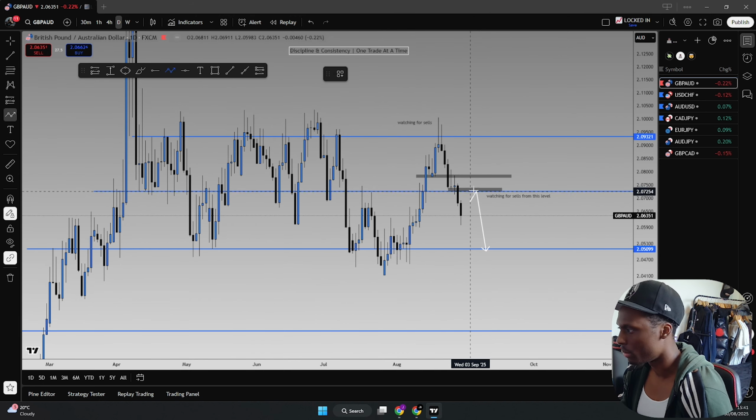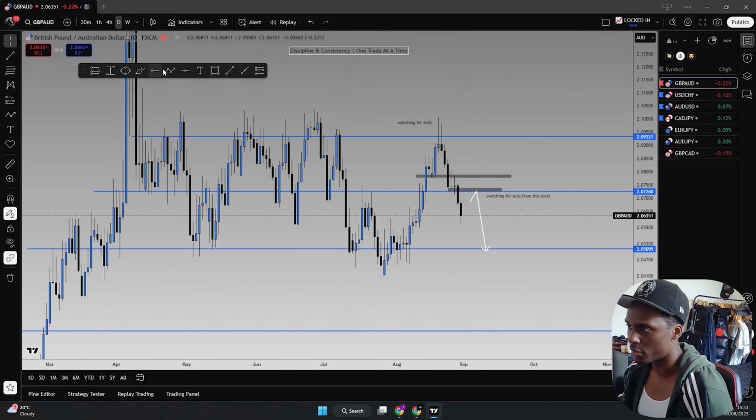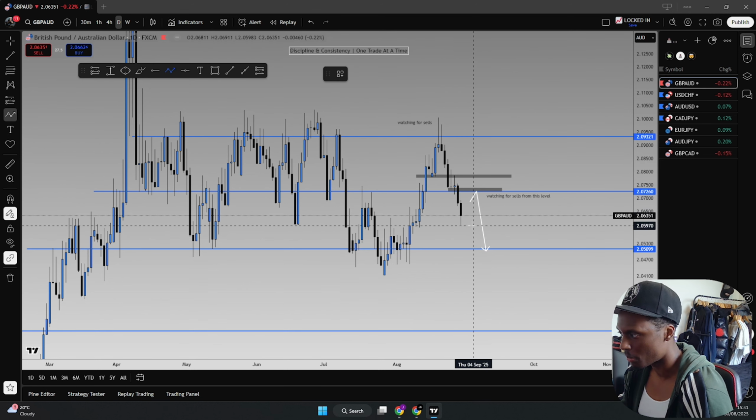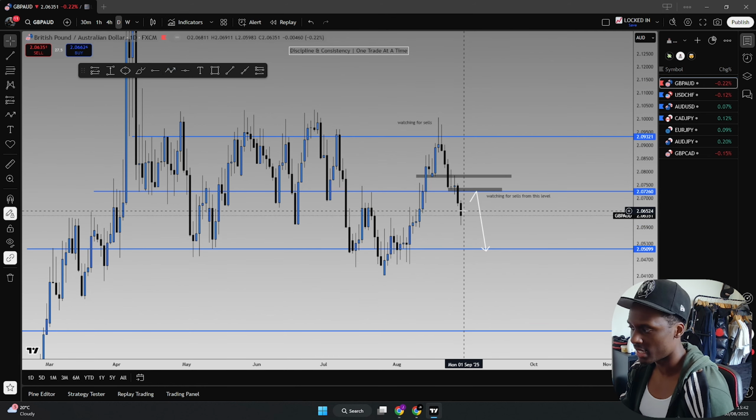So now I'll be looking at how I can get short. Price respected this level just before breaking it, and then after breaking out of this level, we've got this candle close, which showed a bit of rejection. That's why the wick is like that, and price has ended up closing like that in the candlestick.